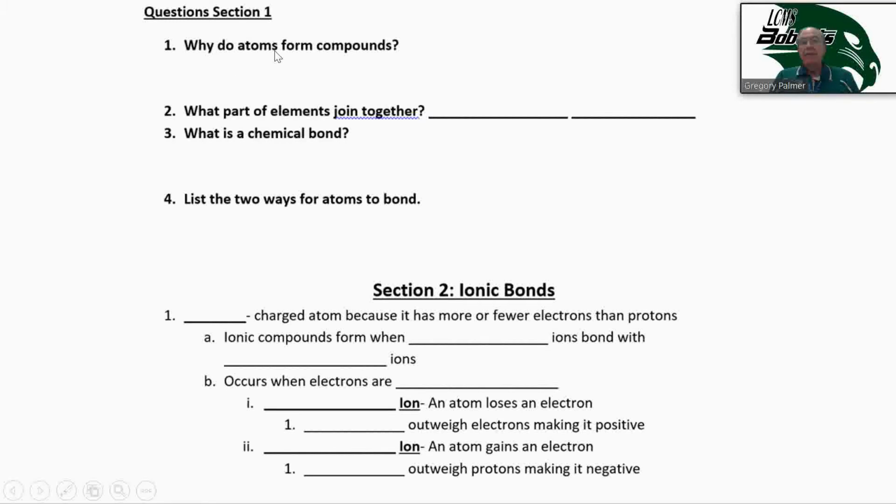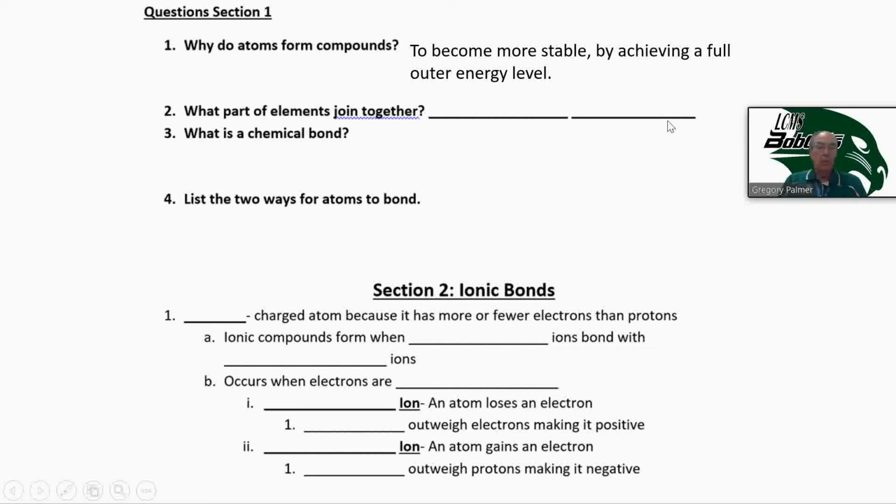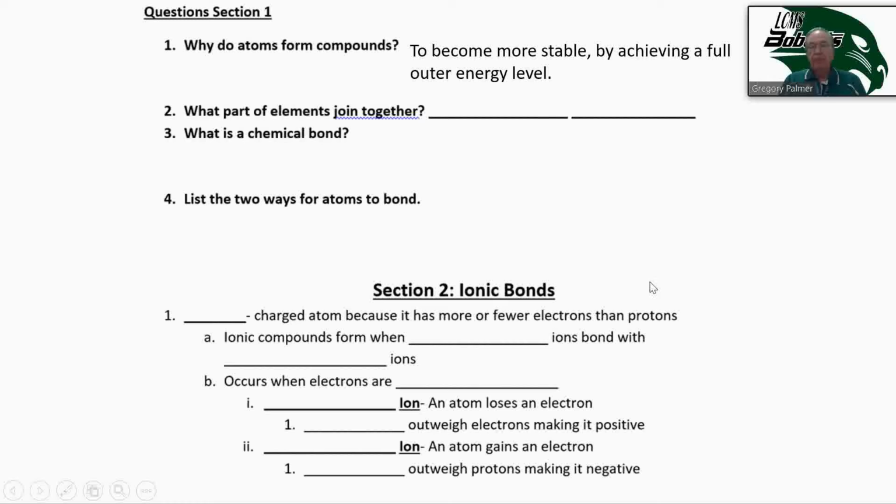When we finished off last time, we ended here at the questions for section 1, and I asked you to complete these on your own, and we'll go over them now. The first question is, why do atoms form compounds? Well, we said that they form compounds to become more stable, by achieving that full outer energy level.